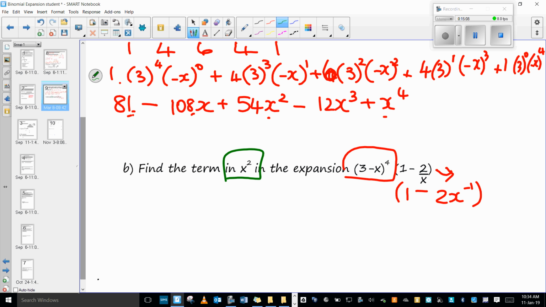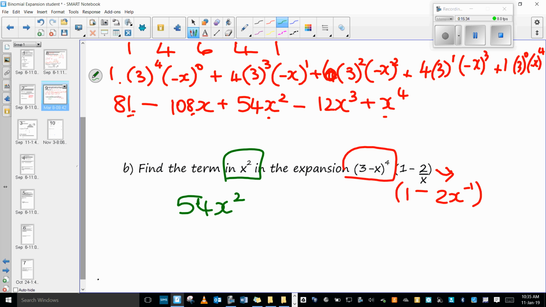So if we multiply them all by 1 first, is that going to have x squared? No. Is that going to have x squared? No. I'm still pointing on this one. Is this one going to have x squared? Yes. So we're going to have 54x squared as one of them. This multiplied by 1? No. This multiplied by 1? No.